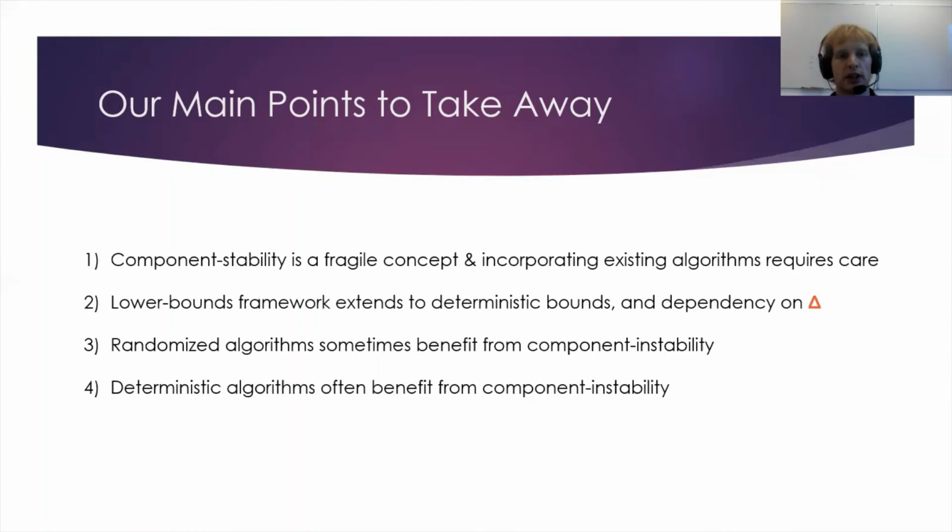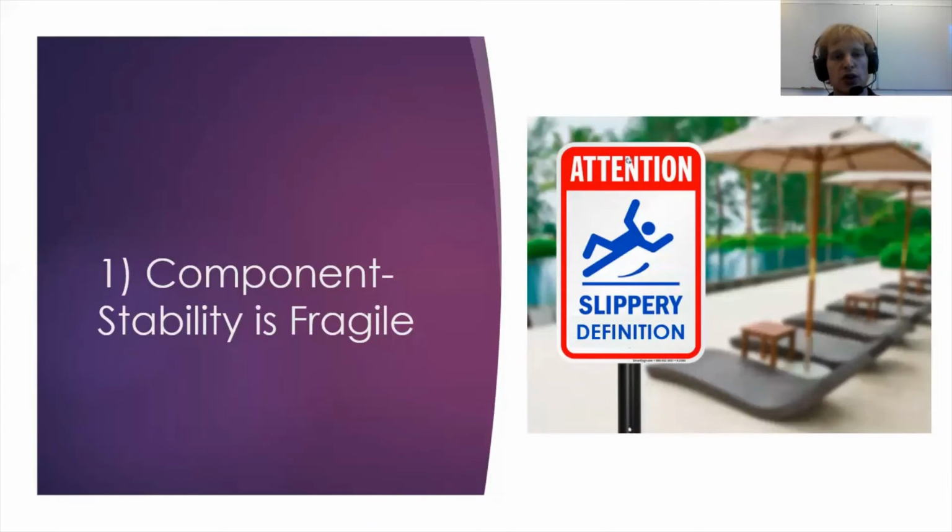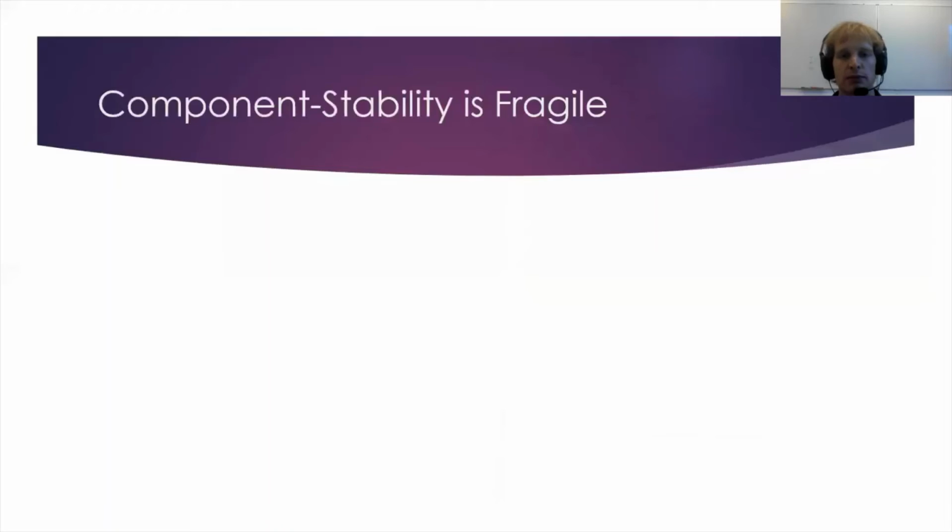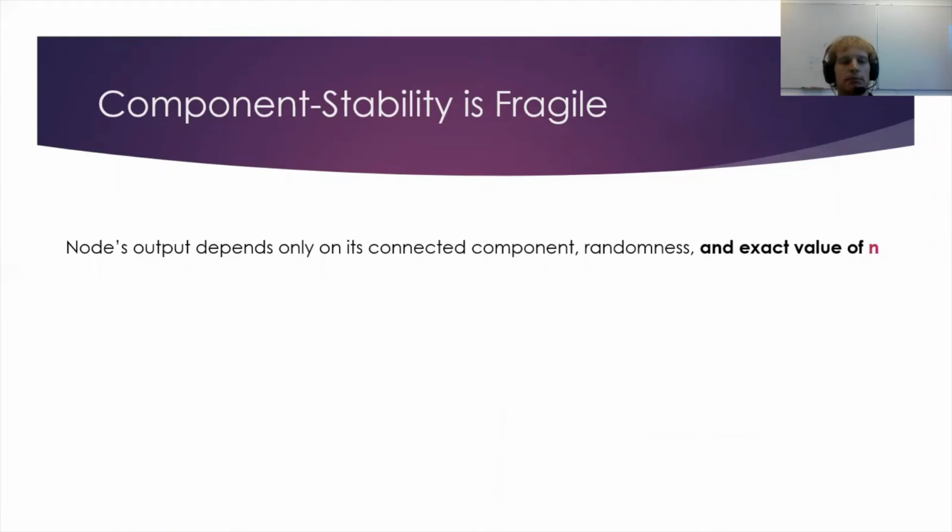So I'll start with the first point: caution when defining component stability. What's the problem with the component stability definition I informally gave earlier? Well, if you look at prior MPC algorithms that were assumed to be component stable, the output of a node there generally depended on its connected component and the randomness, which is fine, but also the value of n, and even the exact value of n. Unlike in the local model, where we often assume we're given some input estimate of n, because otherwise we have no way of finding out any estimate of n at all. We have to be given it as input.